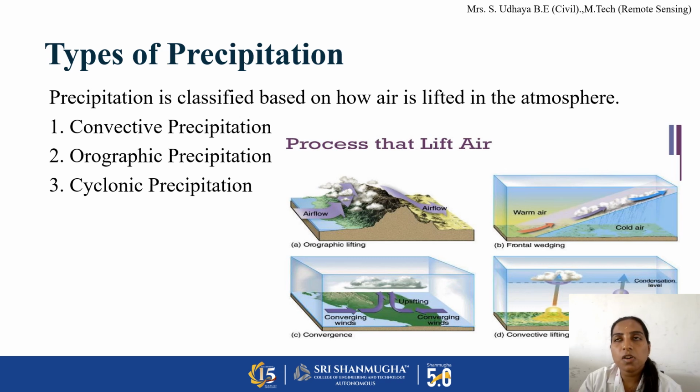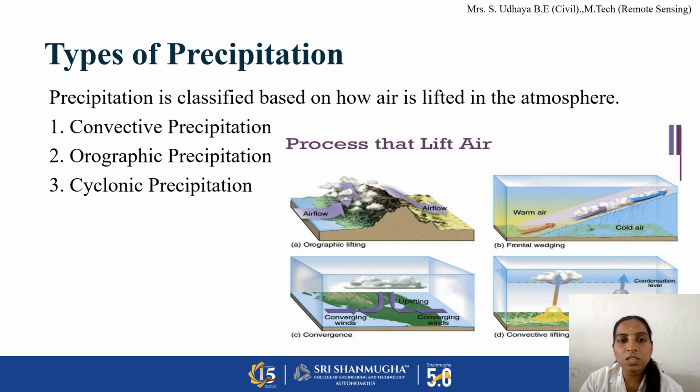So these are the forms of precipitation. Next we can discuss the types of precipitation. So there are three types of precipitation. First one, convective precipitation. Second one, orographic precipitation. Third one, cyclonic precipitation. We can remember each precipitation by a keyword.